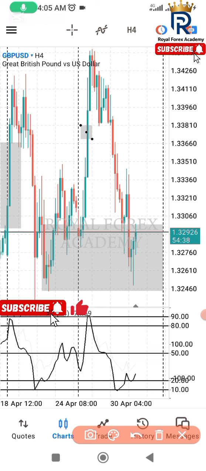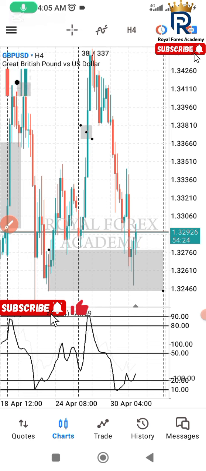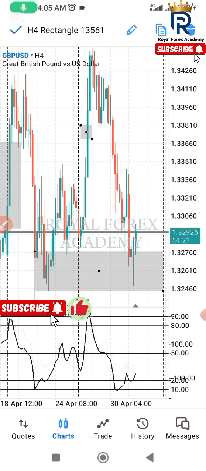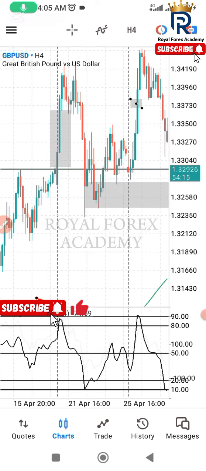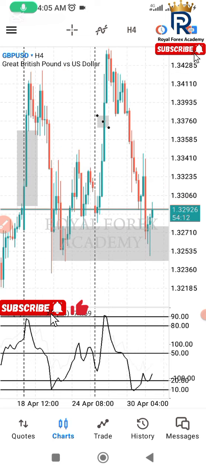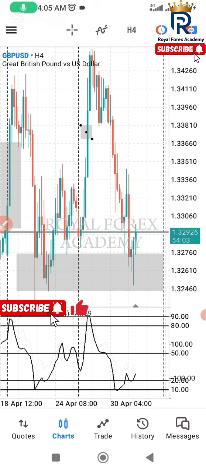the order block must be unmitigated. What does that mean? It simply means that price should not retest the order block. Price must not retest the order block. Okay, so that is what makes an order block a valid order block. It must not be mitigated. Once the order block has been mitigated, it becomes an invalid order block.